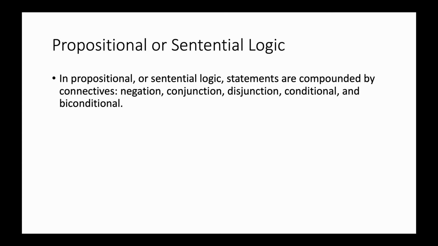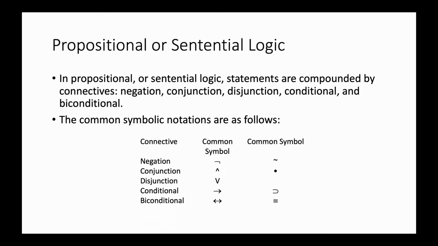Remember also that, in propositional or sentential logic, statements are compounded by connectives. We've got the negation, conjunction, disjunction, conditional or material conditional, and biconditional or material equivalence. The common symbolic notations are as follows. Of course, our focus is on the biconditional or material equivalence, and that connective is symbolized most commonly by the two-way arrow or the triple bar.